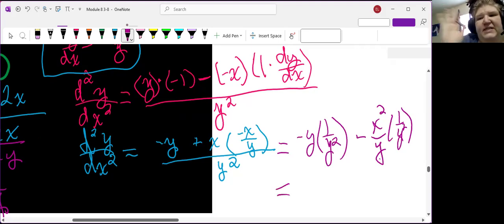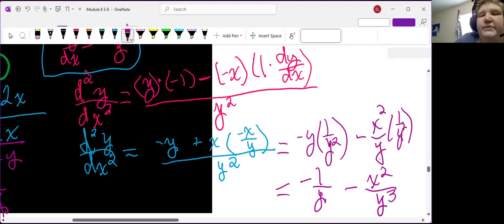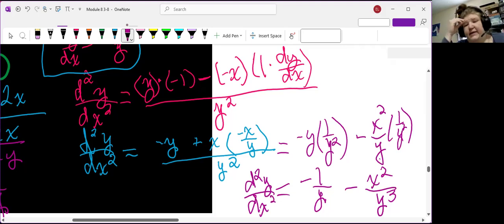So normally I'm very hesitant to actually cancel things, but when we're doing the second derivative here, all we would use it for would be to plug in points, x and y values, and then find out information about the second derivative, which can actually tell us about the graph. We'll see that after the next test. So this would be negative 1 over y minus x squared over y cubed. That is our ridiculous second derivative cleaned up and without dy dx in it anymore.